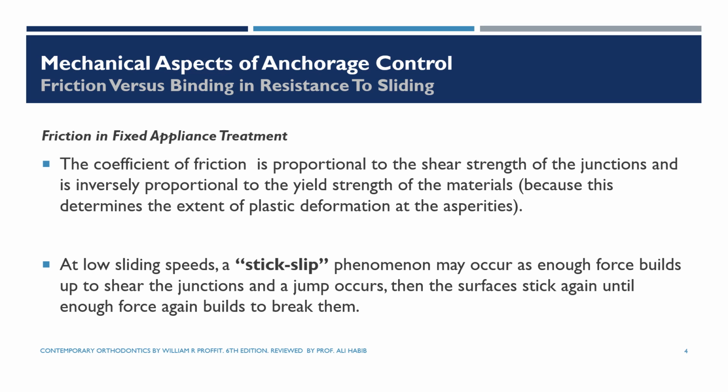As we build force to overcome or shear the junctions, there will be a jump of the wire forward when it moves. Then the surfaces will stick again until enough force builds again to break the other asperities, and so forth. So it's like a stick-slip phenomenon. The wire will stick and then jump, and then stick and jump.